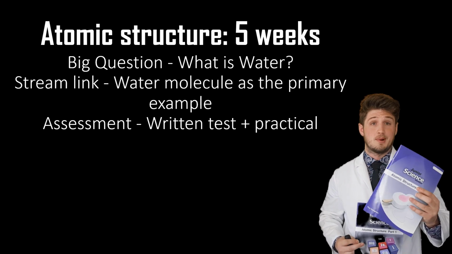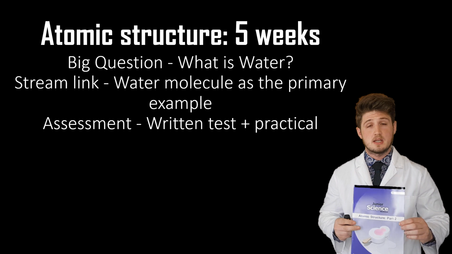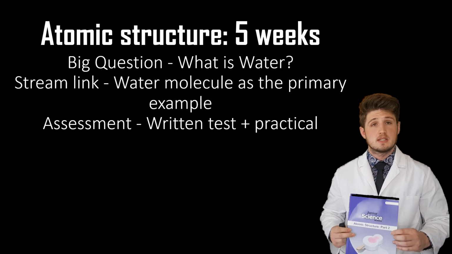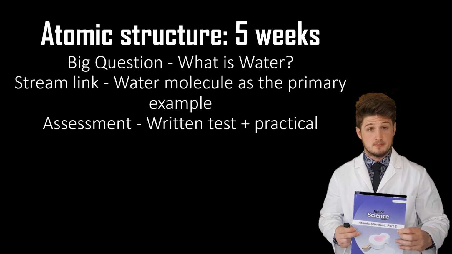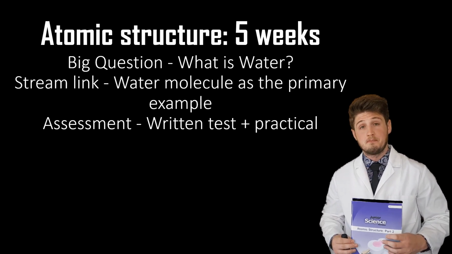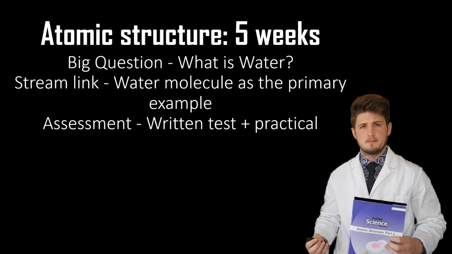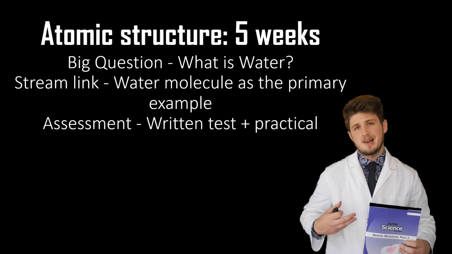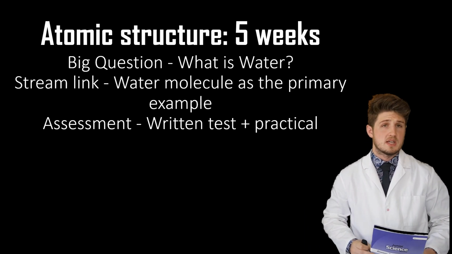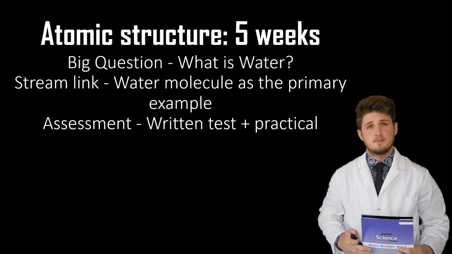The books look very similar, and again, throughout all of our topics we'll be using our ABA textbooks, as the feedback you gave us from last year was that they were really good in cementing that knowledge into your brains. Now, Atomic Structure Part 2 is going to be about a 5-week program. We're going to look at the big question of what is water? And the water molecule is going to be our link to Maui Hakuna, the stream. This topic will be assessed with a written test with a practical element, like last year's.